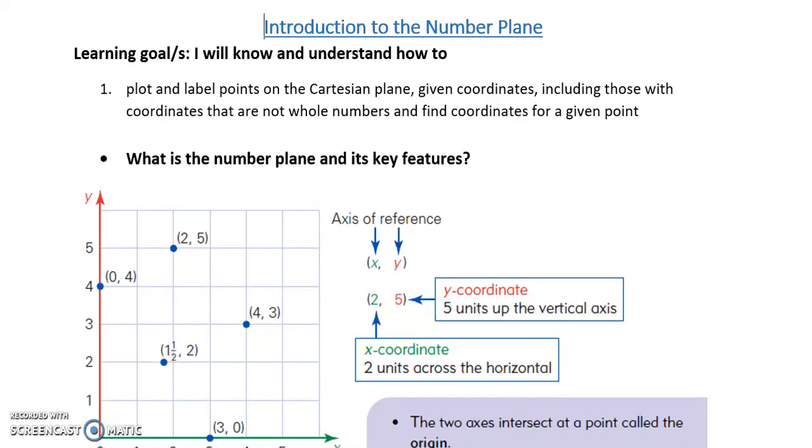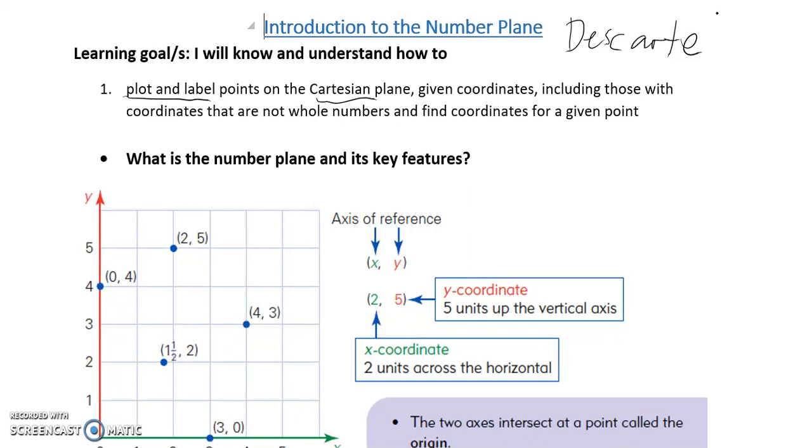Hello everyone, today we're going to be learning about the number plane. This is the last section of work in our computation with negative integers topic, and our goal today is to be able to plot and label points on the Cartesian plane. It's called the Cartesian plane because it's named after this cool guy called Descartes, who kind of came up with the number plane a really long time ago.